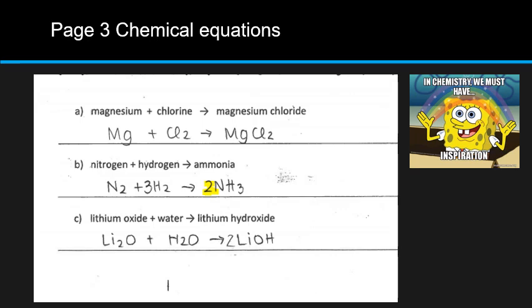Because remember that hydrogen there, I had to add 3 over there. So to balance it out, I need to put 2 in front of the ammonia. Lithium oxide and water, you're going to have 2 lithium oxide molecules, okay, because of how the chemical formula for lithium oxide has been written, and your 2 hydrogen atoms, you have to have a 2 put in front over here.